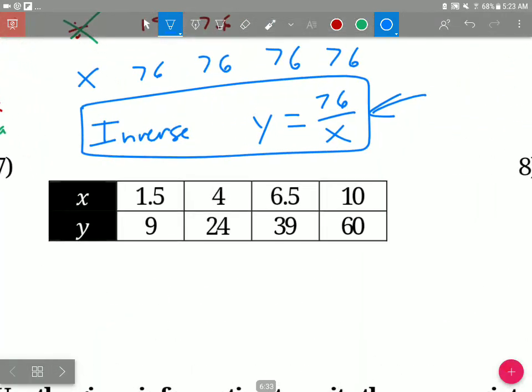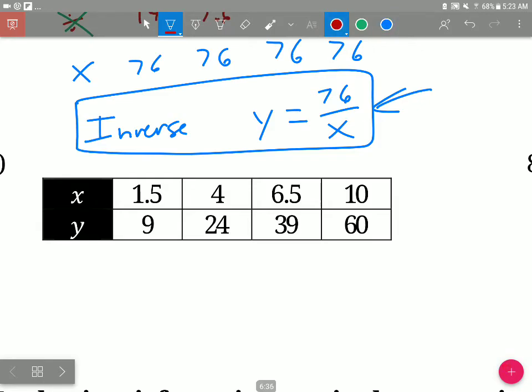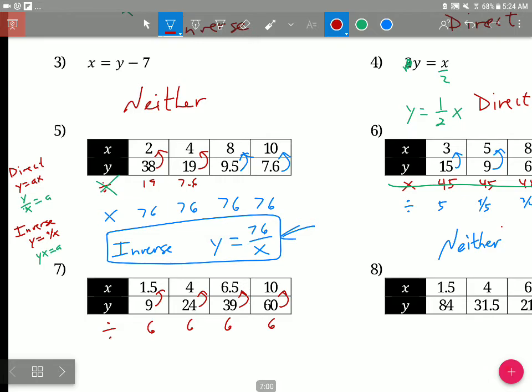Alright, number 7, let's keep on going. Let's try dividing. 9 divided by 1.5 is 6. 24 divided by 4 is 6. 39 divided by 6.5, I don't know what that is, is also 6. And 60 divided by 10 is 6. It's division, so therefore it must be direct. See? Direct variation is when you're dividing. This is direct. And again, if you want to write the equation, it's y equals your constant, in this case 6, times x.